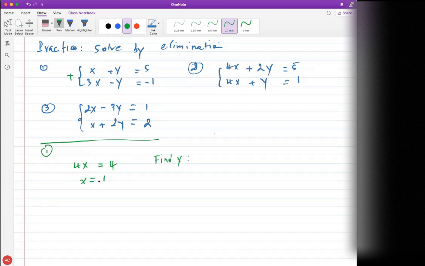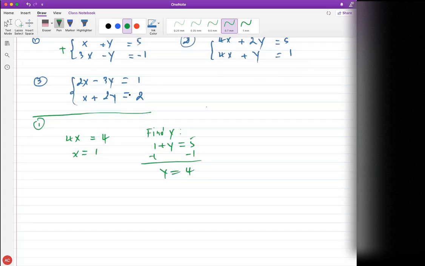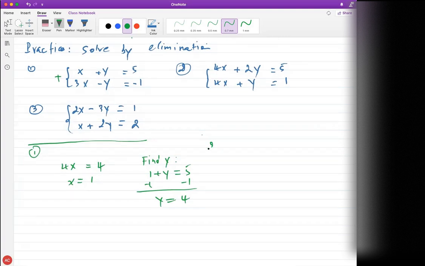We're going to take the x that we have here, 1, and plug it into one of these. This looks convenient, so we're going to plug x in here. It'll be 1 plus y is 5. That means if we subtract 1, y is 4. Okay, so it's simple. These two cancel out.